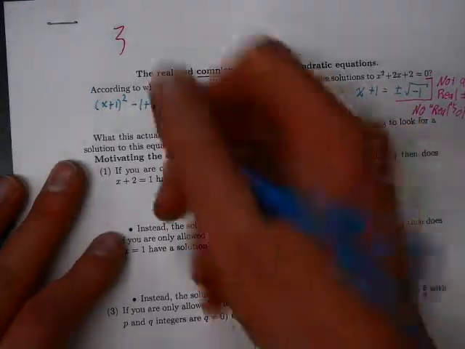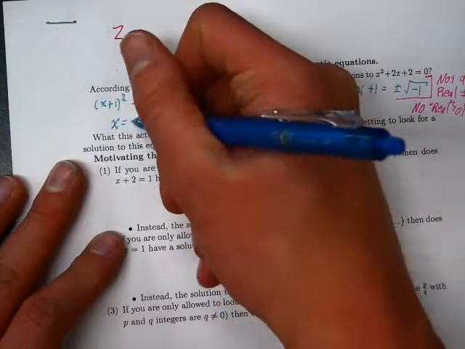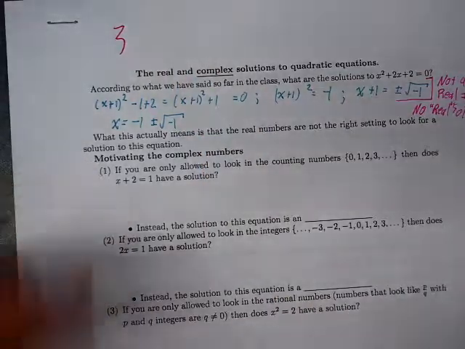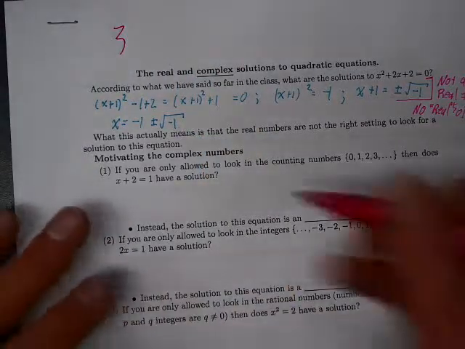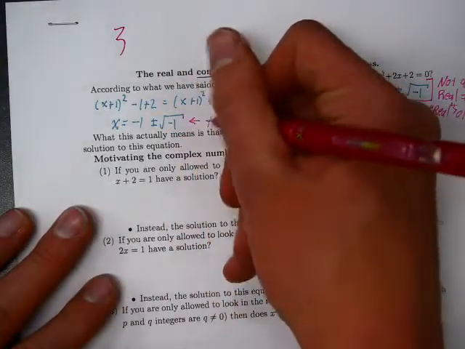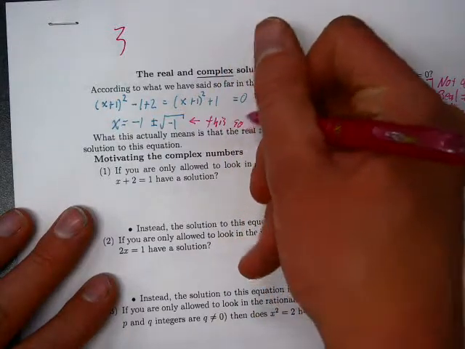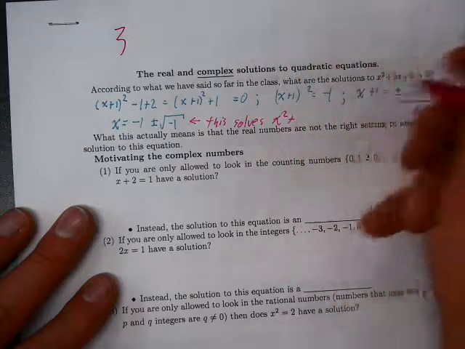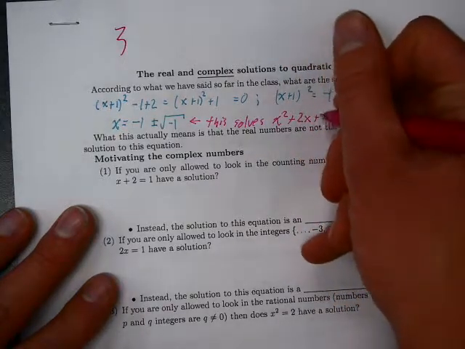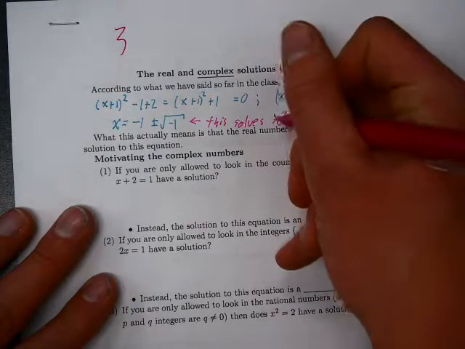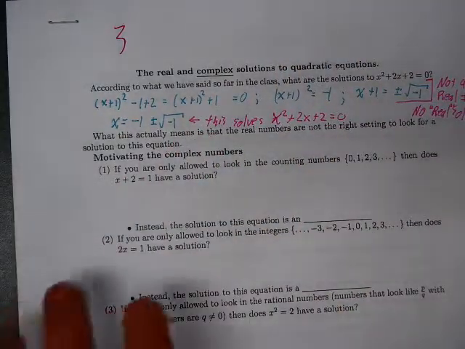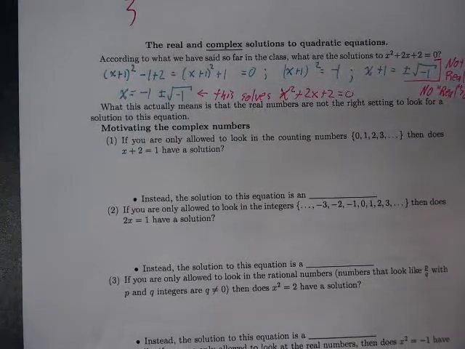Then we can continue solving and eventually get x equal to negative 1 plus or minus the square root of negative 1. So in that sense, this solves x squared plus 2x plus 2 equals 0. In that sense, this equation does have a solution. It's just not a classical number. We produced a solution.